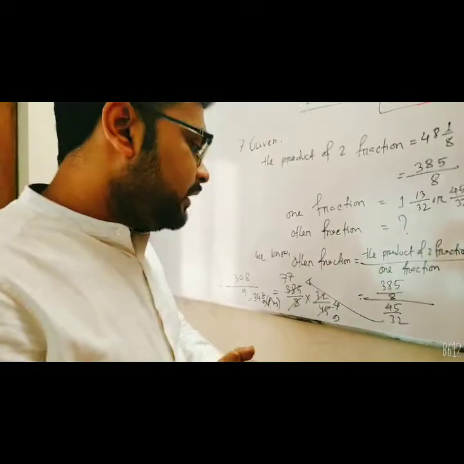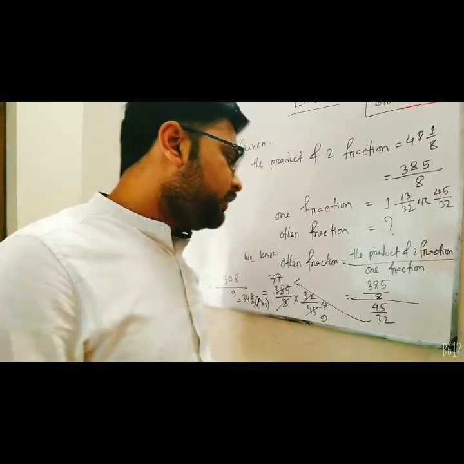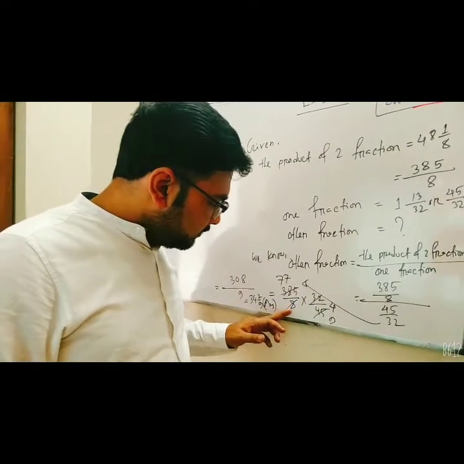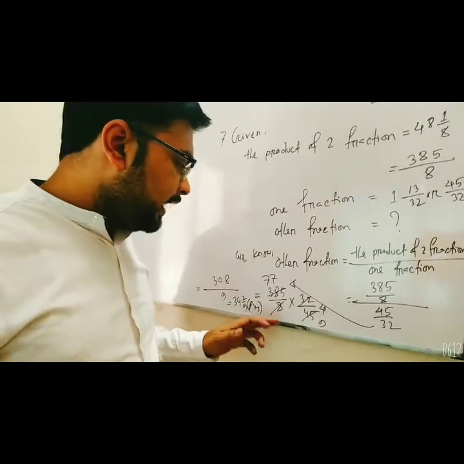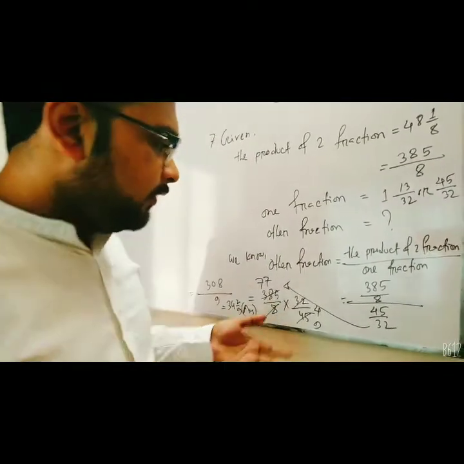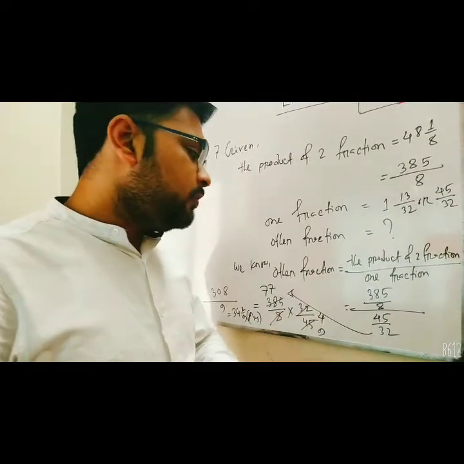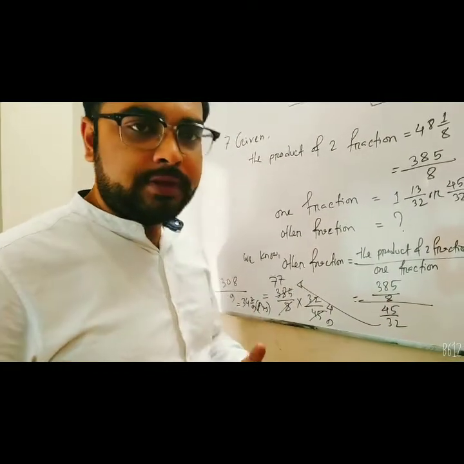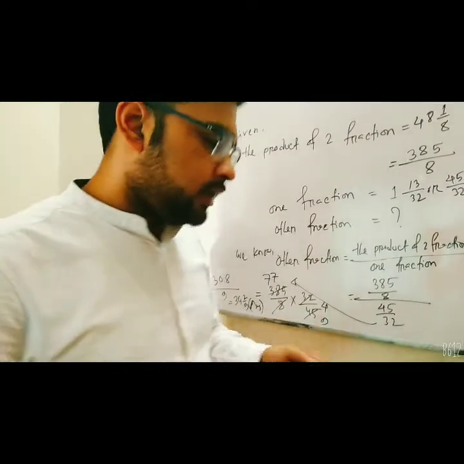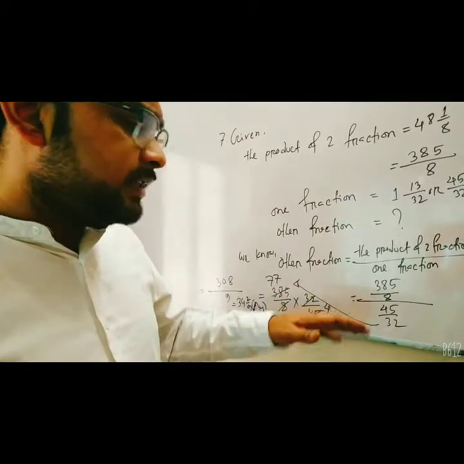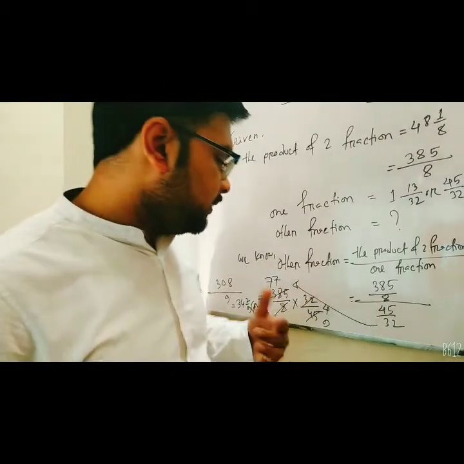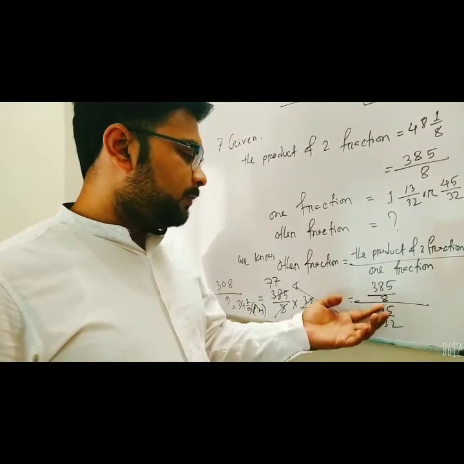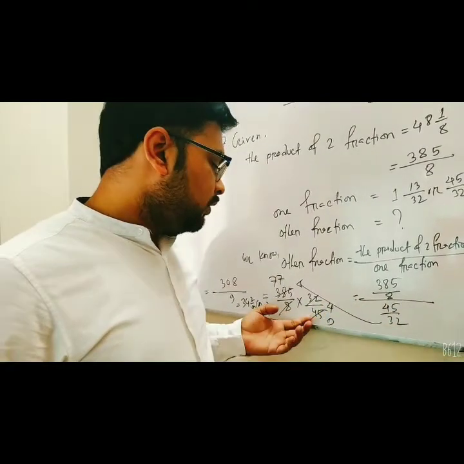So we can say 385 by 8 is divided by 45 by 32. It will be reversed because in fractions there is no division, so it will be converted into multiply. That's why 32 is the upper part and 45 is the lower part.